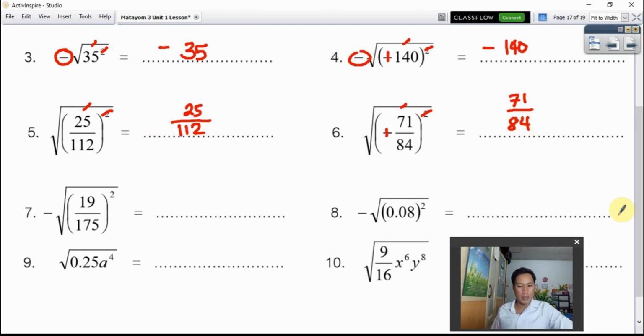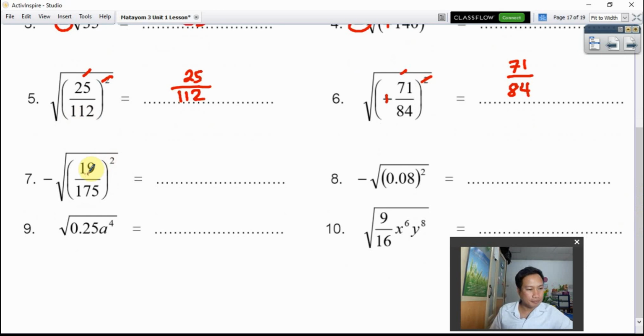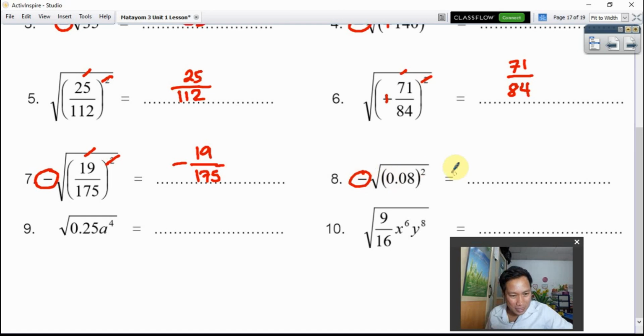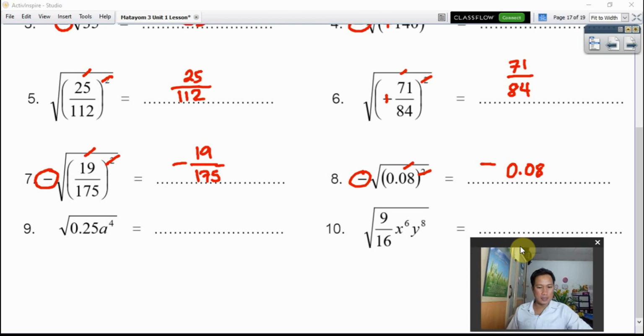Okay, let's move on. Example number 7. Oh, there's a minus sign outside. Write it first. Cancel the square, cancel the root. You will get negative 19 over 175. Now you have a minus sign again, a lot of negative signs here. Then cancel the square, cancel the root, 0.08.